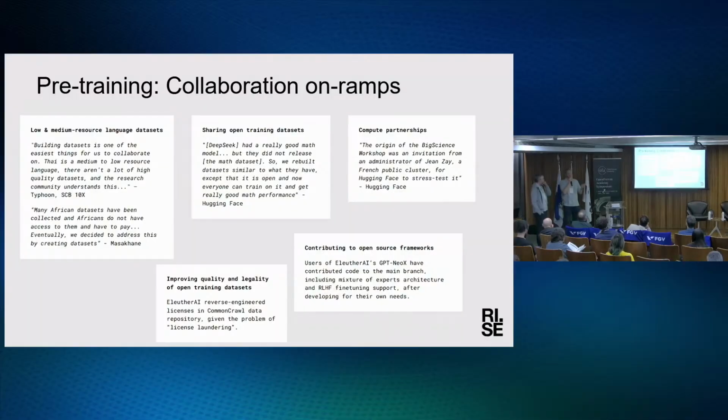But there are some collaborations. The first one I'll mention is around training data sets, in particular for medium and low resource languages. As we heard from developers in Thailand, building data sets is one of the easiest things for us to collaborate on. Thai is a medium to low resource language. There aren't a lot of high quality data sets, and the research community understands this. Researchers working in this space at various labs in the country shared this pain point, knew each other, and just said, come on, let's go and work on creating data sets and sharing them.